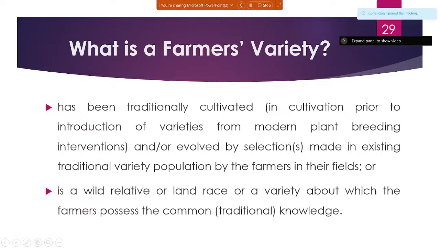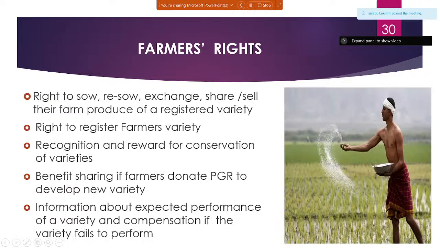What is a farmer's variety? Something that has been traditionally cultivated prior to the introduction of varieties from modern plant breeding intervention, and is evolved by selection made in existing traditional variety populations by the farmers in their fields. So whatever the farmers are growing will be called a farmer's variety, and is a wild relative or landrace, or a variety about which the farmers possess common knowledge. So the farmers have the traditional knowledge about that variety. So those varieties will be called farmers' varieties.